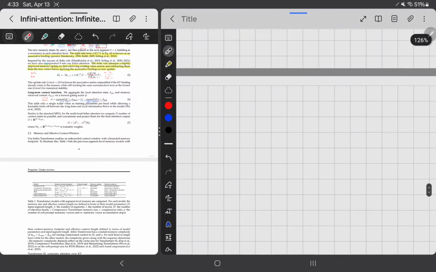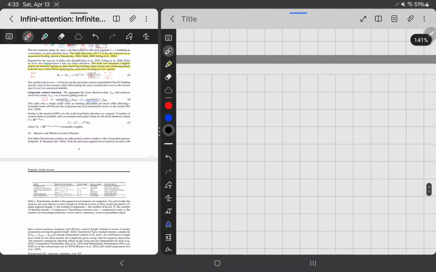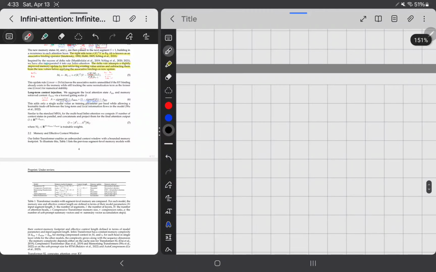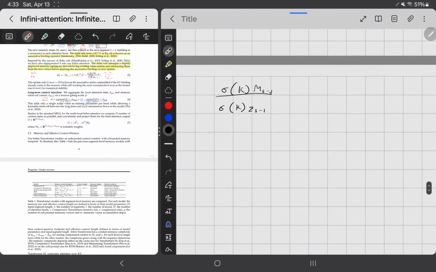And real quick to show why that makes sense, I can write out over here. If we have this function here, I'm just going to take exactly what they have over there, which is sigma of k times ms minus 1 over sigma of k zs minus 1. So we're just taking the hidden state and the two hidden states, and this is just the formulation that they're giving over there. And you can just turn this into the sums that they are.